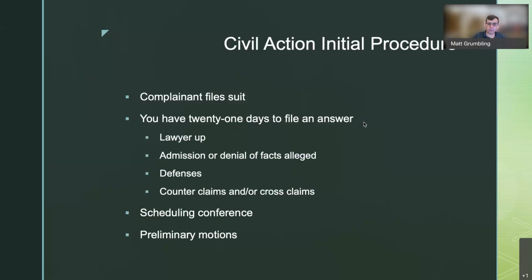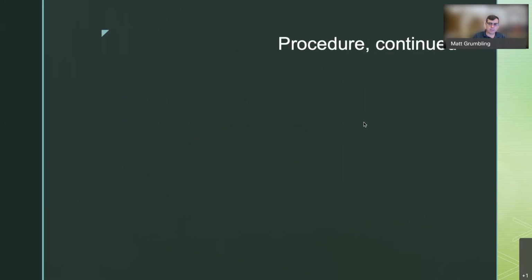So preliminary motions might include just a motion to dismiss the lawsuit because it doesn't allege facts sufficient to support the lawsuit, or it could be any number of other things, maybe bad service of process, that kind of thing. Now, procedure continued. Then we proceed on to discovery and things like document production and interrogatories and depositions.